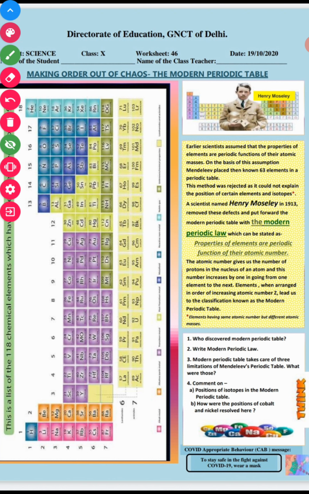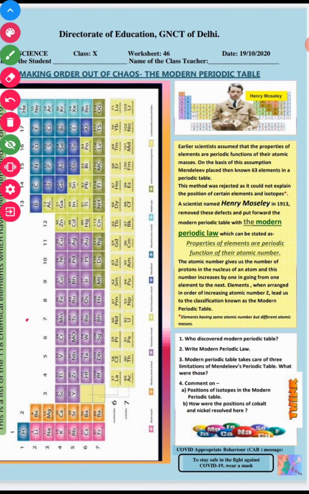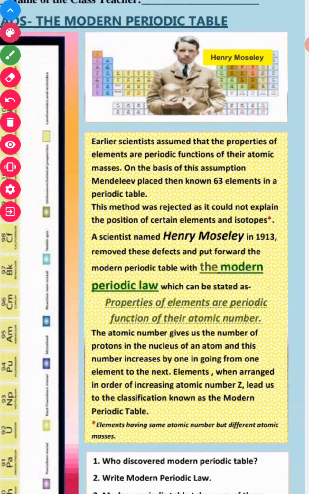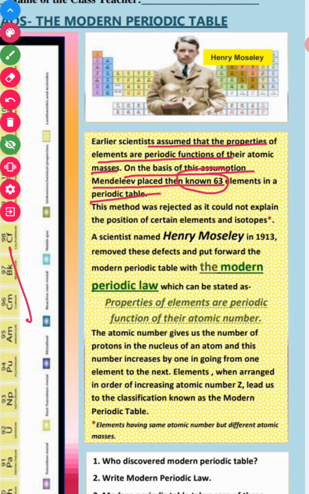Okay, so this is the modern periodic table we have right now. Earlier, all the scientists assumed that the properties of elements are a periodic function of their atomic masses, which is not correct. On the basis of this assumption, Mendeleev placed the then known 63 elements in the periodic table. The elements known at that time were 63 only, and he put all the elements according to the increasing order of their atomic masses.